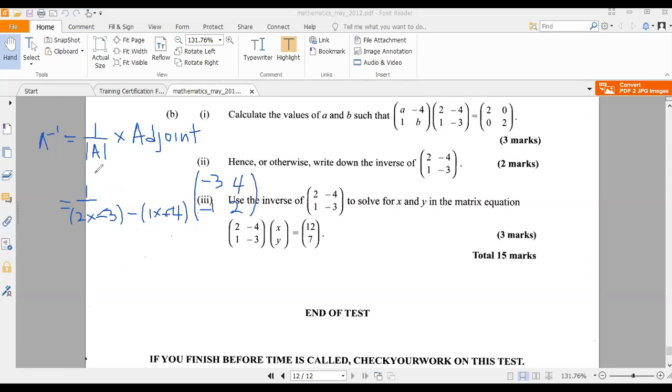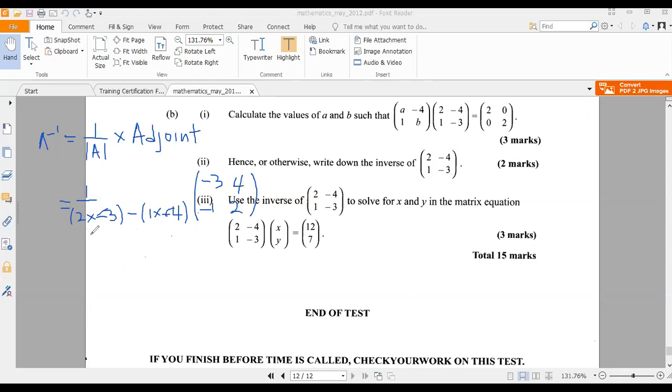So let me just run through again. How do you find the inverse? It is 1 over the determinant, the product of the leading diagonal, which is 2 times 3, minus the other diagonal, which is 1 times -4, times the adjoint. For the adjoint now, you switch the leading diagonal. In other words, wherever you have 2, you put -3, and where you have -3, you put 2. Then for the other diagonal, you change the sign. I repeat, you change the sign. So this is positive, it becomes negative, and this is negative, it becomes what? Positive.